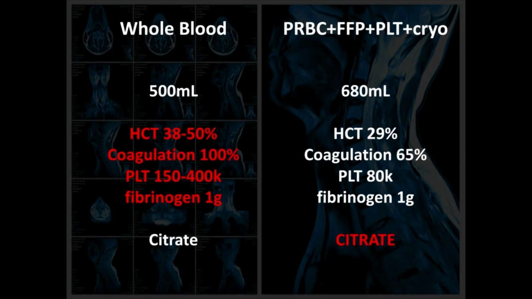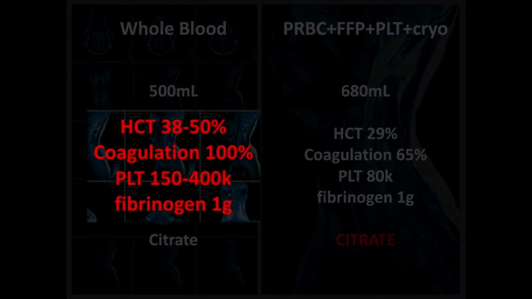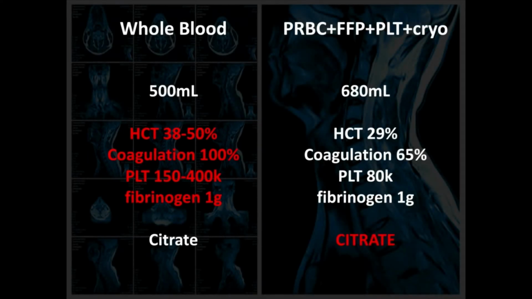When you look at whole blood, if you give 500 mils of whole blood, you are giving a hematocrit between 38 and 50%. Your coagulation is 100%. Platelets are excellent at 150 to 400,000. And you're giving 1 gram of fibrinogen. Your citrate load is much lower.